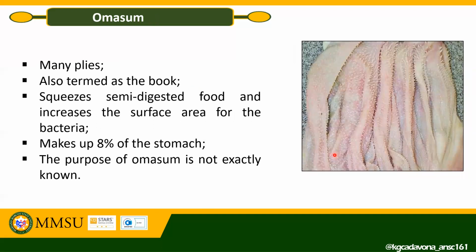Next compartment would be the omasum, which is commonly known as many flies, or it is also termed as the book. Okay? So ang ginagawa dito for this compartment is the omasum itself, it squeezes the semi-digested food and increases the surface area for the bacteria. So since semi-digested yung food particles, it usually acts now as a filter pump, okay, to sort the liquid and fine food particles. So yung mga coarse na fiber particles coming from the feed materials that are being ingested by the animal are not allowed to enter the omasum itself.